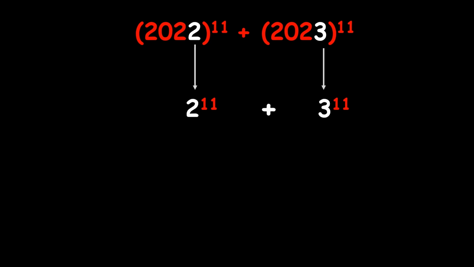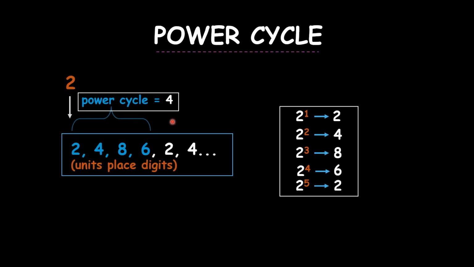Now we need to check the concept of power cycle. For 2, as I already said, the power cycle is 4 with units place digit as 2, 4, 8 and 6. Similarly, for the number 3, the power cycle is also 4 with units place digits as 3, 9, 7, 1, which again repeats as 3, 9, 7, 1. You need to remember these two things.